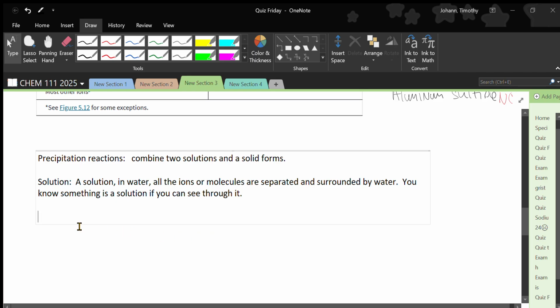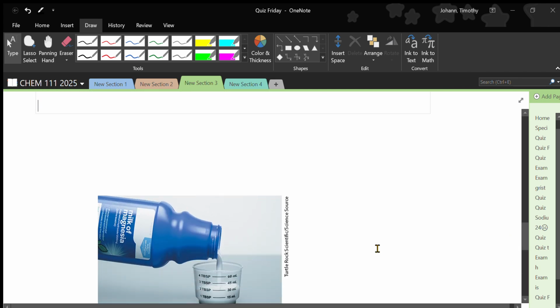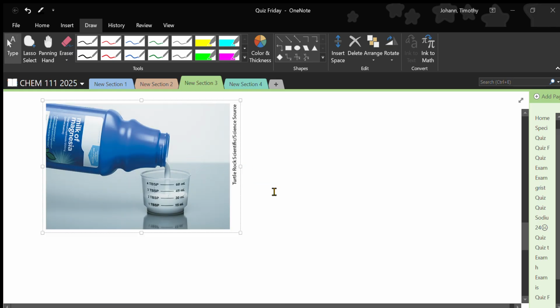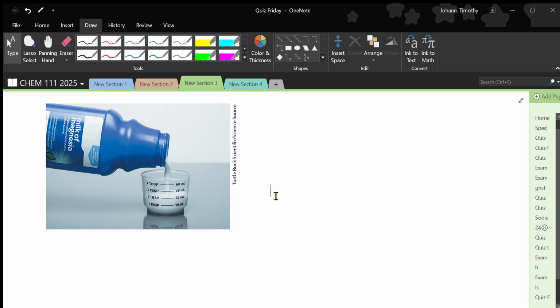So let's go ahead and predict this sort of stuff. Actually, I want to give you an example of something that isn't a solution. This is milk of magnesia right here. You may have heard of this before. Anybody know what this is for? You have an upset stomach, okay? That upset stomach is caused by your stomach being too acidic for whatever reason, and you could take some milk of magnesia, and that would actually neutralize some of the acid, all right?